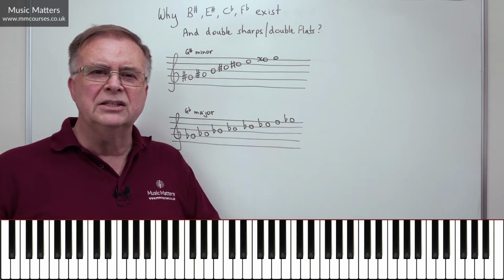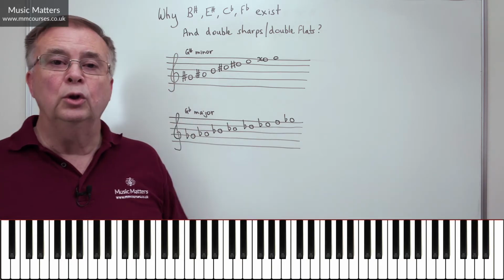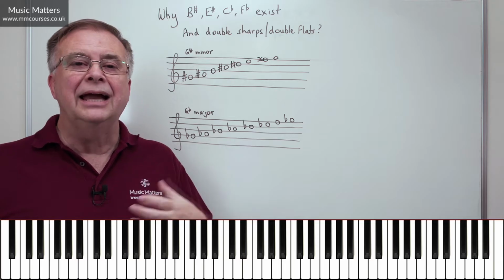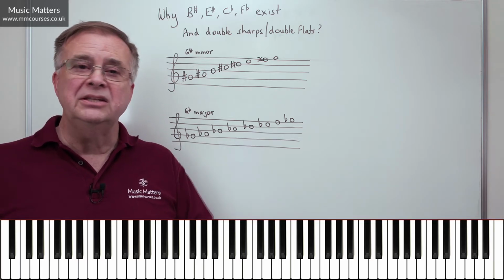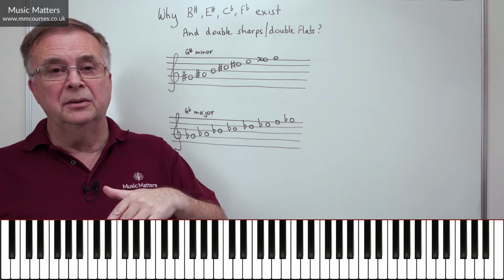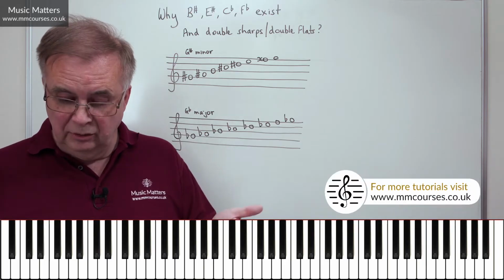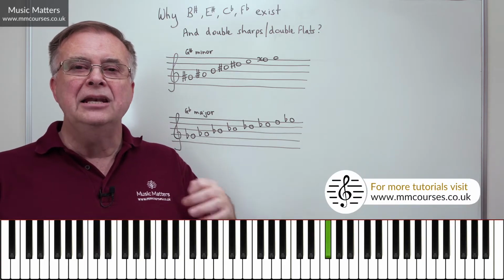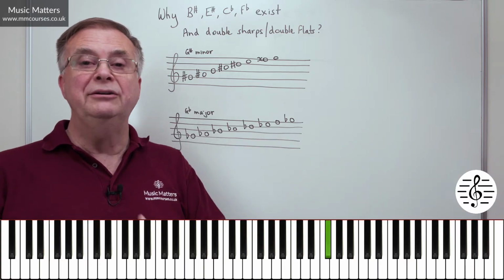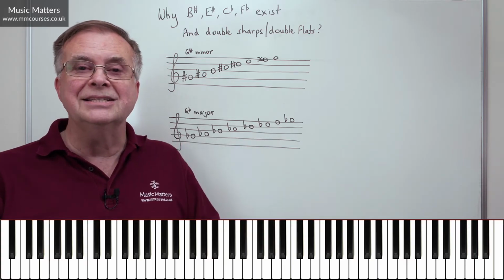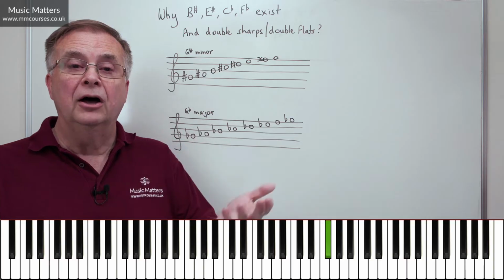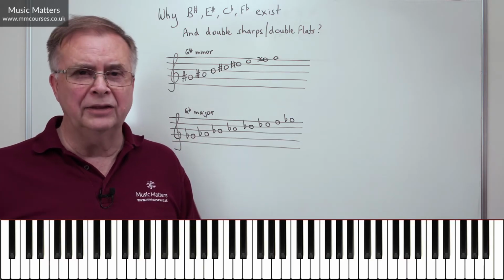So hopefully that explains a word that we call enharmonic. Enharmonic means it sounds the same as something else, but it looks different. So F sharp is an enharmonic equivalent of G flat, or G flat is an enharmonic equivalent of F sharp. So you see how that works.